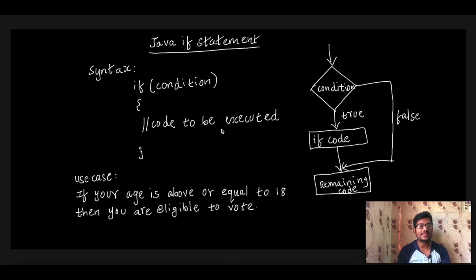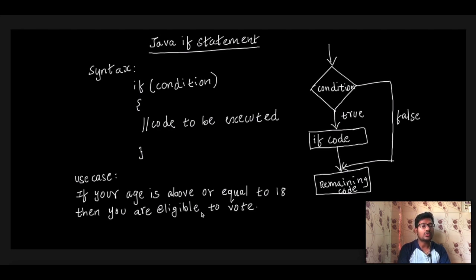So generally, what is an if statement? In our day-to-day life, we use if statements regularly. In this scenario, the use case is: if your age is above or equal to 18, then you are eligible to vote. If your age is below 18, then you are not eligible to vote. So here, if this condition is satisfied, then some other statements would be executed. That's the real world scenario, the real world use case.